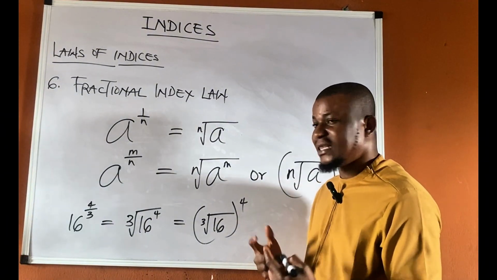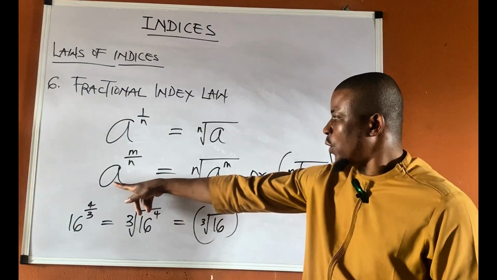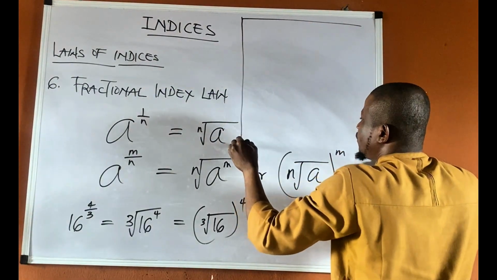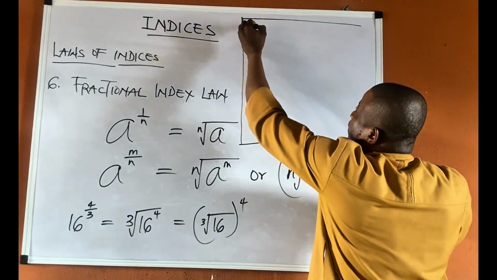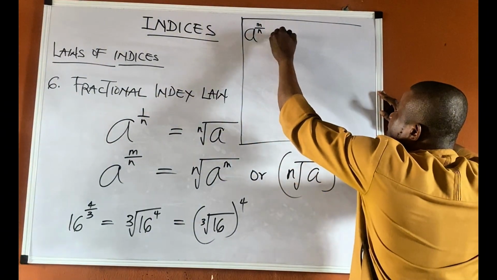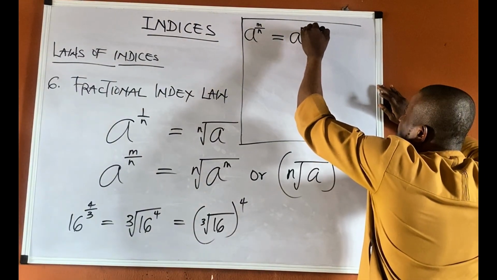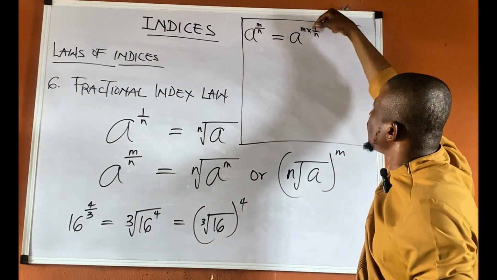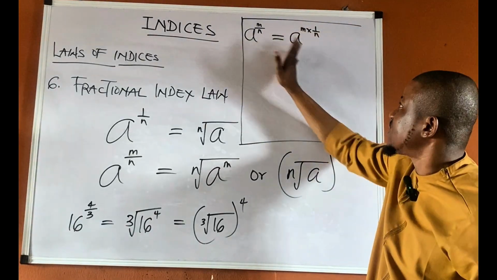Now let me show you why this is correct. Let's do a little proof on this to explain that this and this are the same. If I have the expression or the index number a to the power of m over n, we can write this as a to the power of m times 1 upon n. We can split this m over n to be m times 1 over n, because m times 1 is m, all divided by n. So this is correct, right?